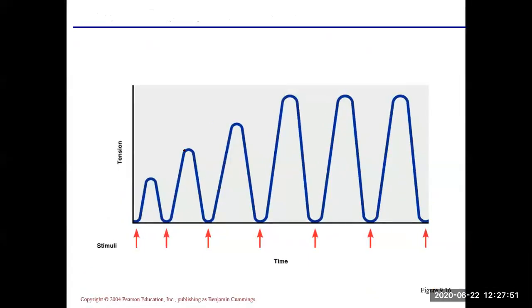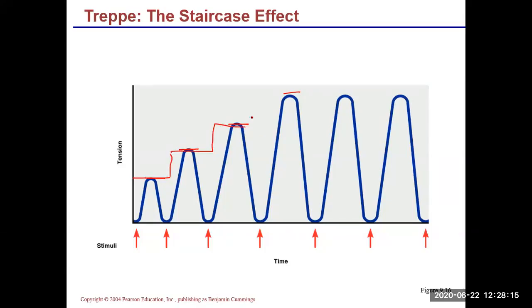Treppe, or a staircase event, don't make a mistake and think that it's a wave summation. In wave summation, the second contraction is more than the first, and so on. The third more than the second, the fourth more than the third. So this is kind of like going up the stairs. However, in wave summation, you got the partial relaxation and then it went back up. This one is a complete relaxation.